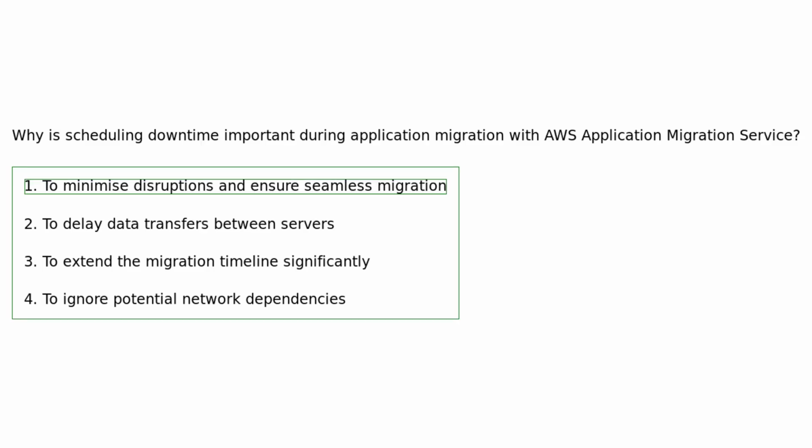Scheduling downtime during application migration with AWS Application Migration Service is important to minimize disruptions and ensure a seamless migration, reducing the impact on users and business operations.